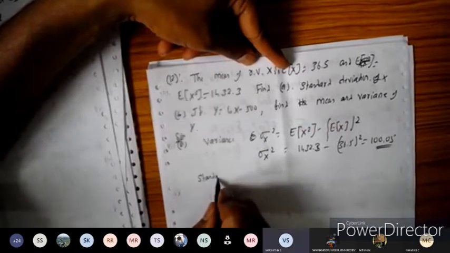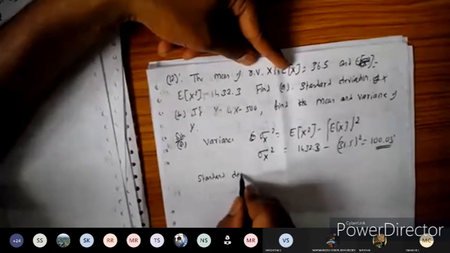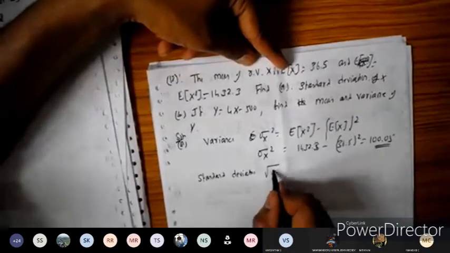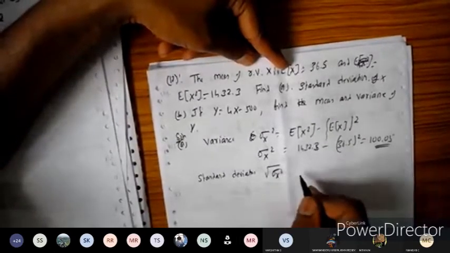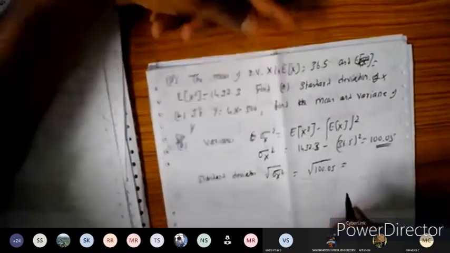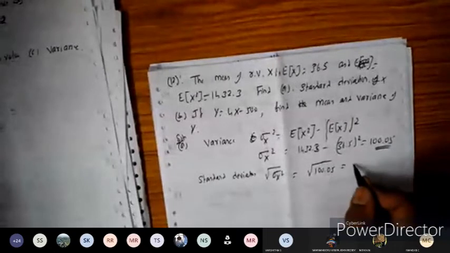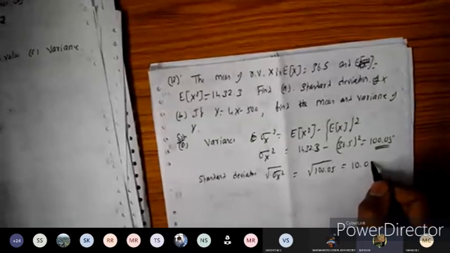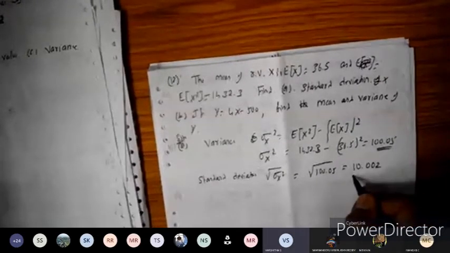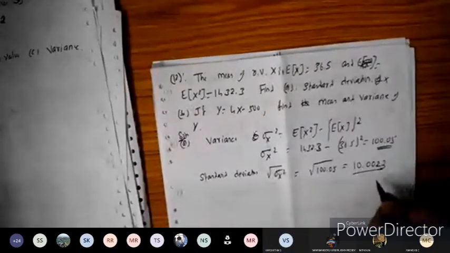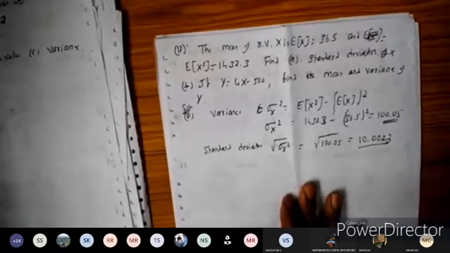Similarly, let us find the standard deviation. Everyone got the answer? The standard deviation is the square root of the variance sigma x square, so it is the square root of 100.05. How much do you get? Almost 10, 10.0023. So this is the standard deviation we get here.